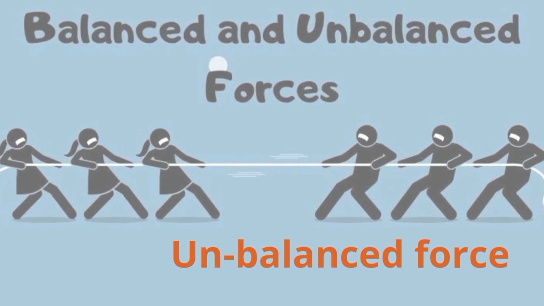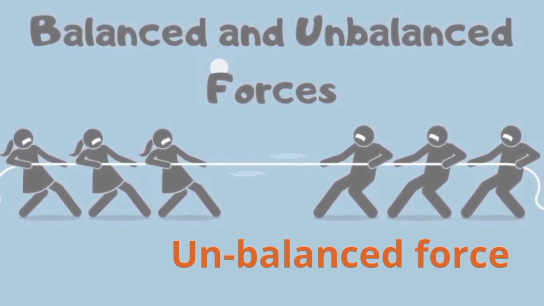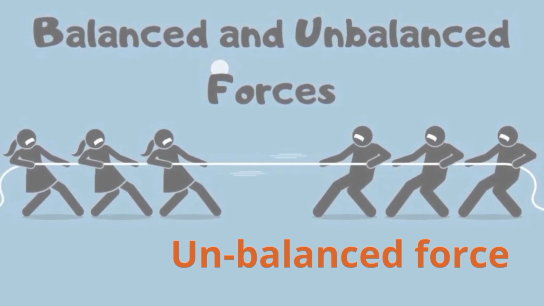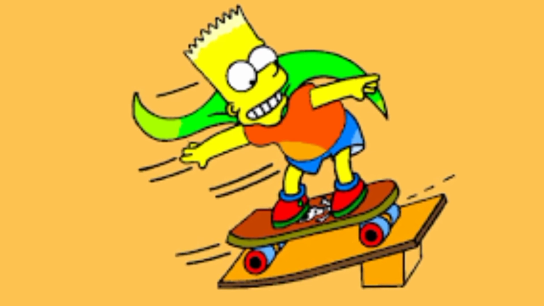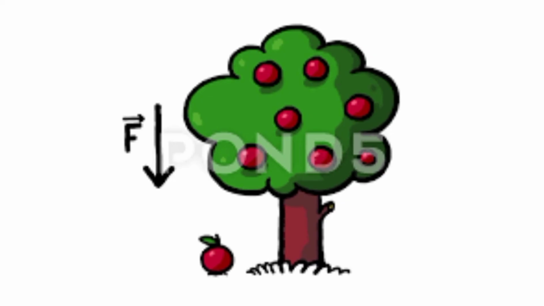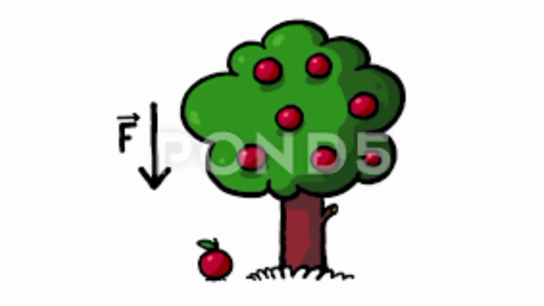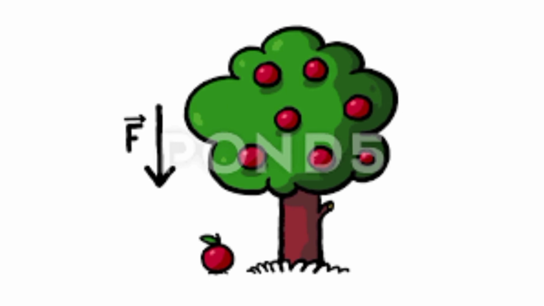That brings us to talking about unbalanced force. Unbalanced force means that the force applied in one direction is greater than the force applied in the opposite direction. Examples of unbalanced force: riding a skateboard, a group of kids doing tug of war with one side winning, a fruit dropping from a tree, an object knocked down by the wind, a moving train.